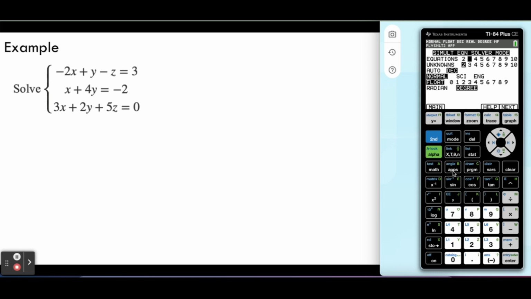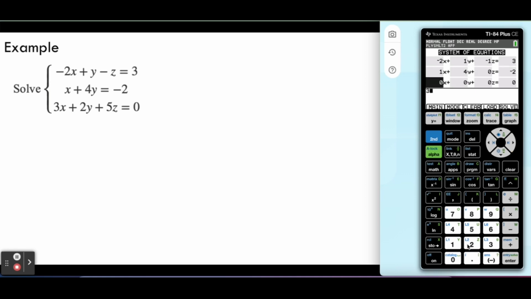In your apps, you need to make sure you choose that you have three equations and three unknowns. We're going to click on next, and then we need to insert the coefficient in front of each one. We have negative 2x, 1y, and negative 1z, and that is equal to 3. For the next equation, we have 1x, we have 4y's, and we don't have any zeros, so we keep the 0z, and that is equal to negative 2.